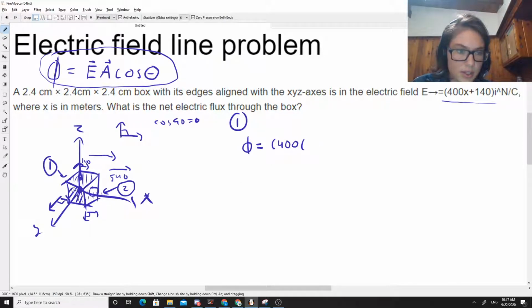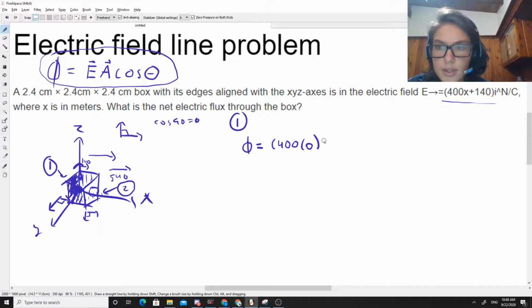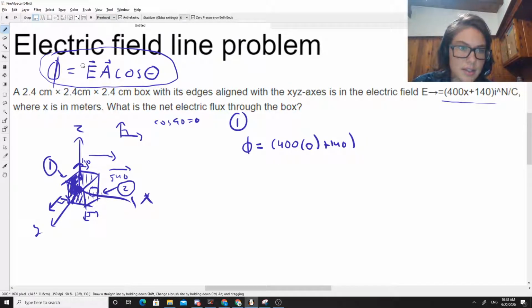What's our x-coordinate at this face in the back here? What's your x-coordinate? It's 0, right? It's not going in the x direction. So we'll say that's 0 plus 140. Okay, sweet. So that's E taken care of.